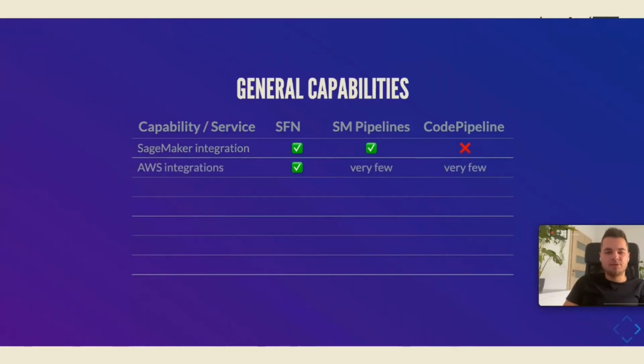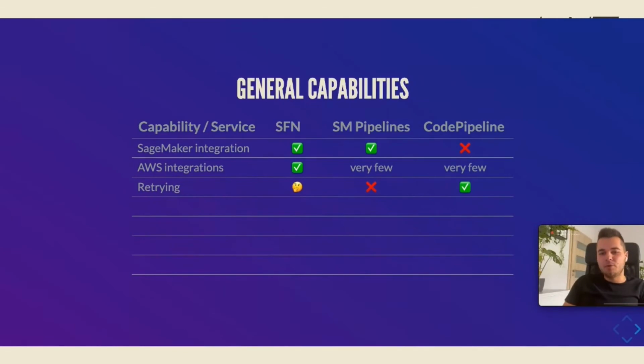When it comes to AWS integrations, SageMaker pipelines only integrate with SageMaker, well, mostly. CodePipeline mostly integrates with DevOps tools, and only step functions allow you to really automate the hell out of AWS.